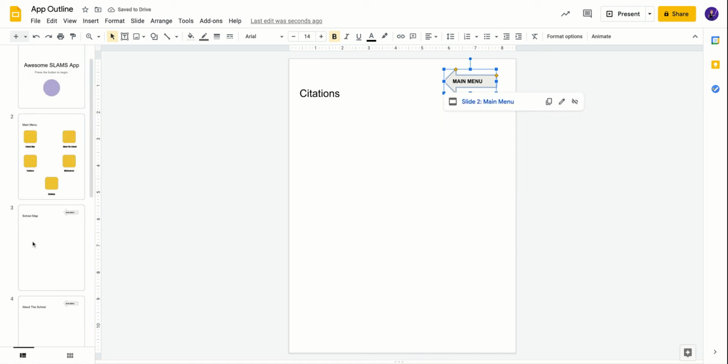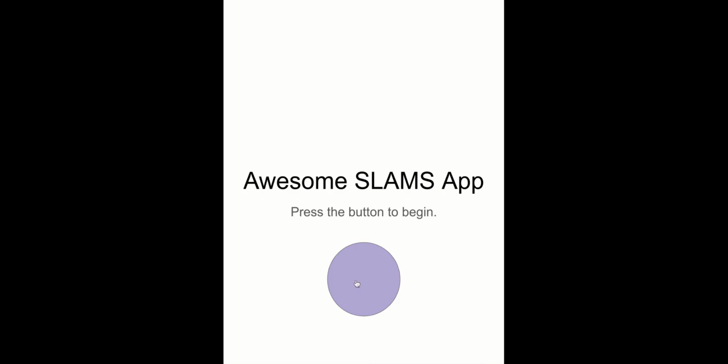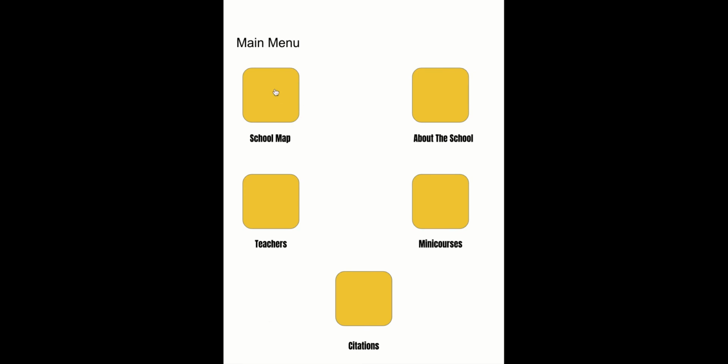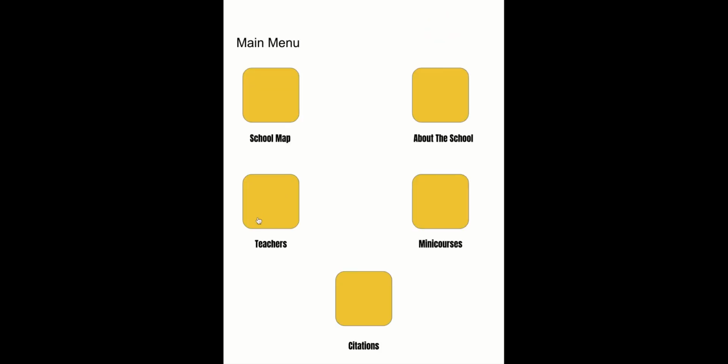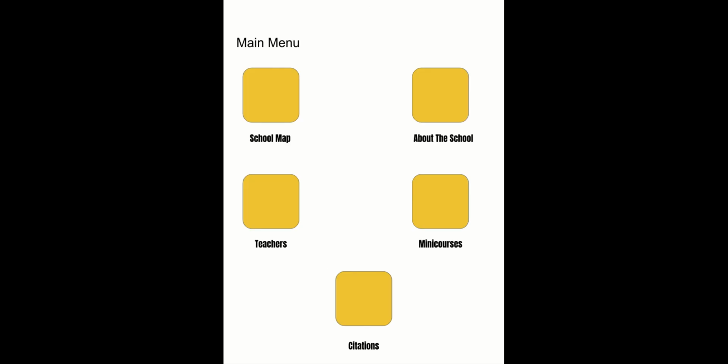All right, all of my slides are linked. So now if I present this, I have my app. If I click this button, it should take me to the main menu. I can jump to the school map page and back to the main menu, About the School and back, Teachers and back, Mini Courses and back, Citations and back. And now my app is complete.